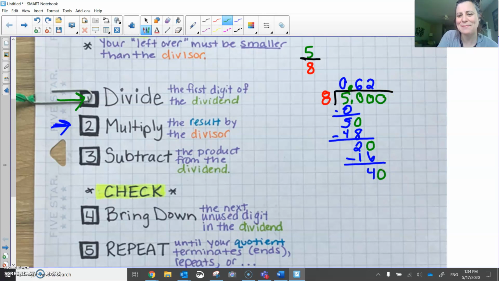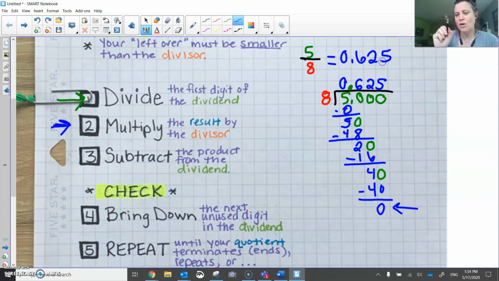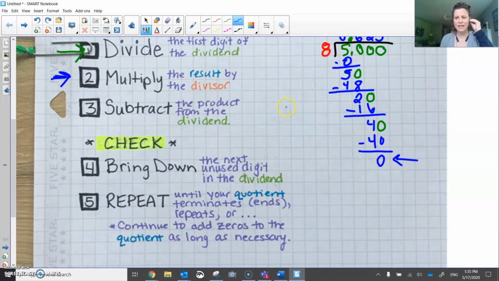I'm going to go all the way back up to the beginning. 40 divided by 8. I know what 40 divided by 8 is. That's 5. So I'm going to put my 5 here. Multiply. 8 times 5 is 40. Subtract. 0. This number is a 0, and there's no other digits to bring down up top. I could bring down another 0, but then it's just going to be another 0 and another 0 and another 0. So it's terminated. It's done. So 5/8 can be rewritten as 0.625 or 625 thousandths.